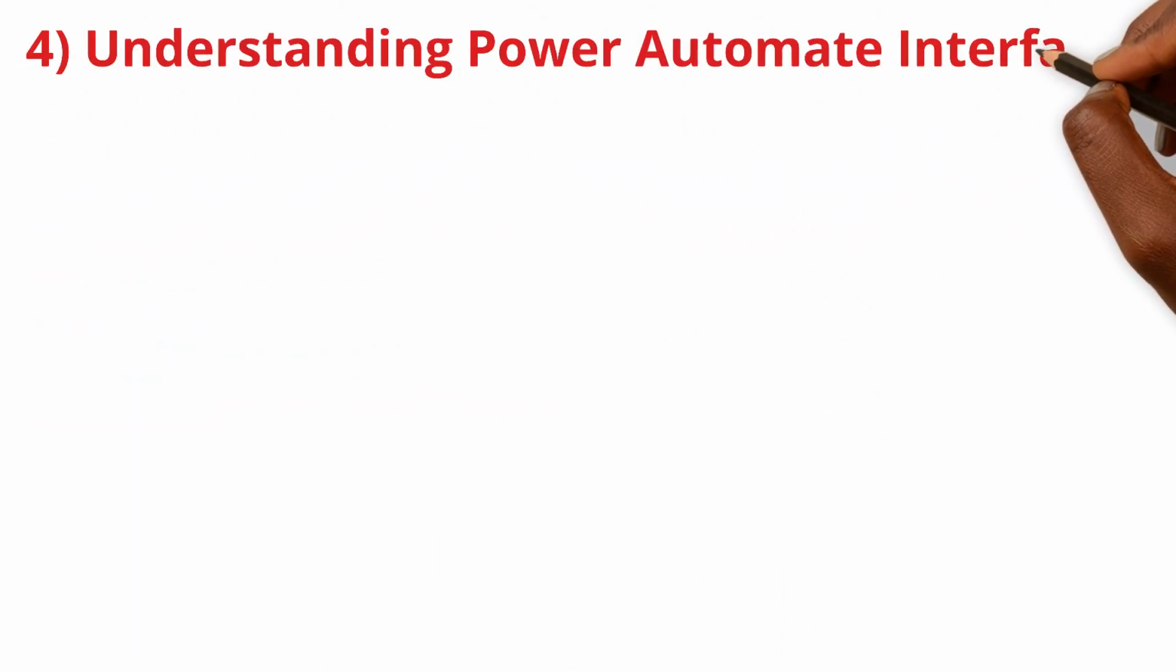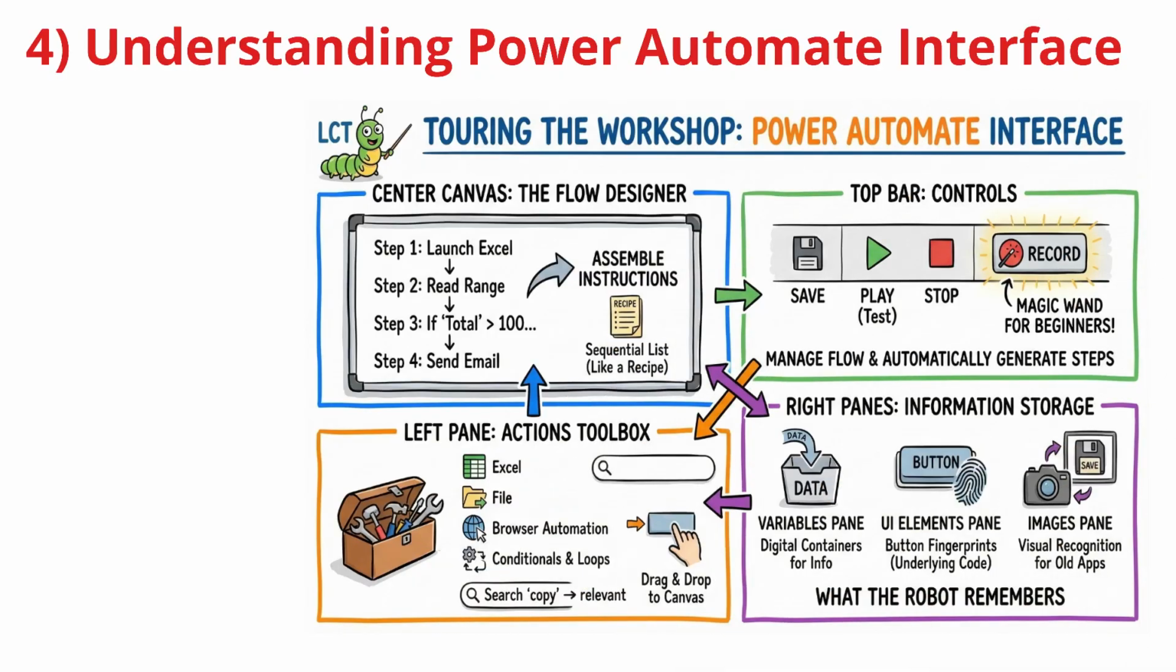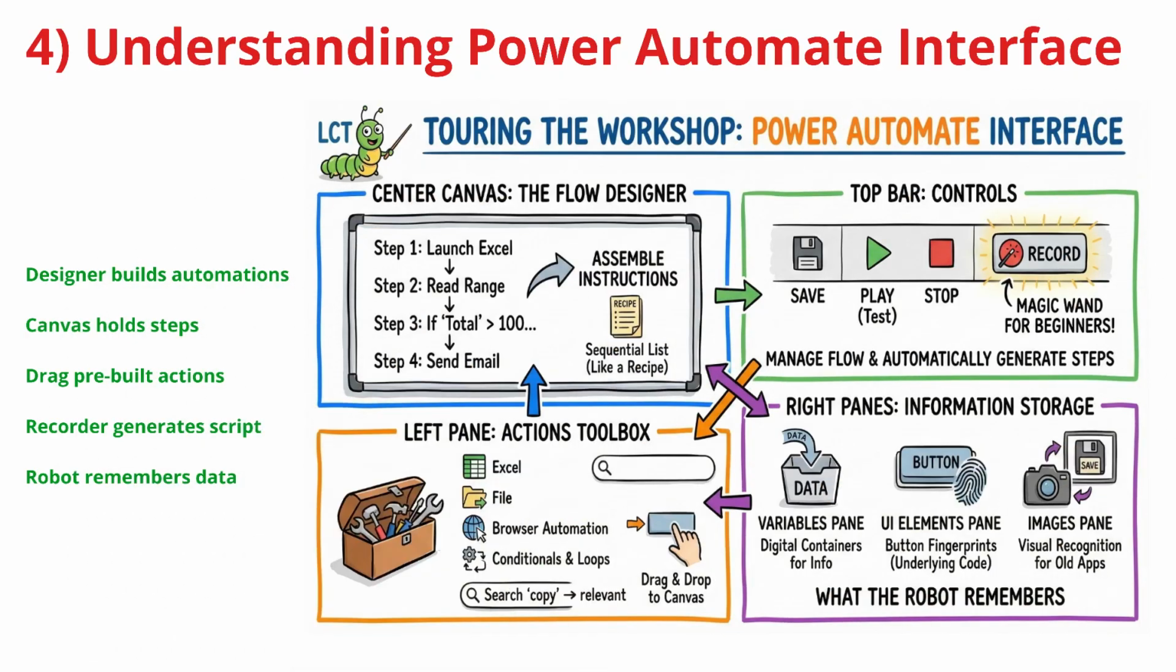Welcome to the Power Automate Designer, the primary workspace for building your automations. While it looks complex, it is logically structured around 4 key areas. In the center is your canvas. This is where you assemble the step-by-step instructions for your robot, creating a sequential list that reads just like a recipe. To the left is the Actions toolbox. It's a vast library of pre-built capabilities, organized into groups like Excel, file management, and browser automation that you simply drag onto your canvas. Along the top are fundamental controls to save, play, and stop your flow.